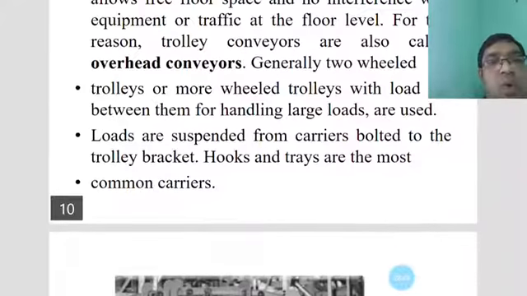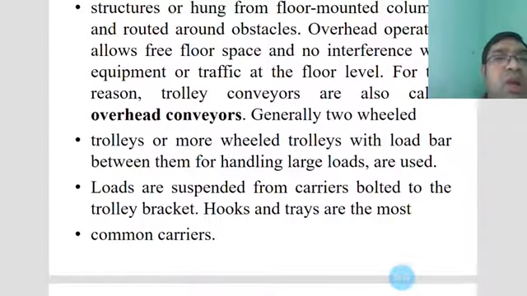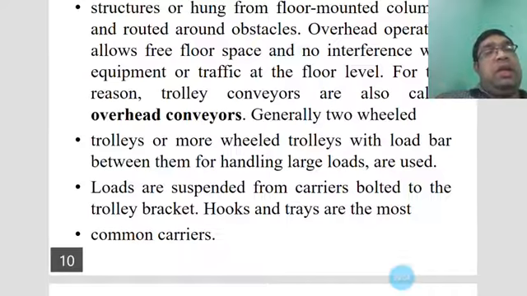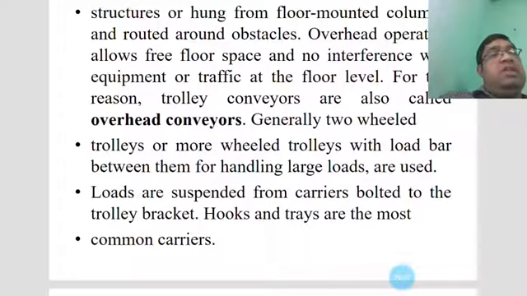The trolleys, or more-wheel trolleys with a load bar between them, are used for handling large loads. The loads are suspended from carriers bolted to the trolley brackets. Hooks and trays are the most common carriers.